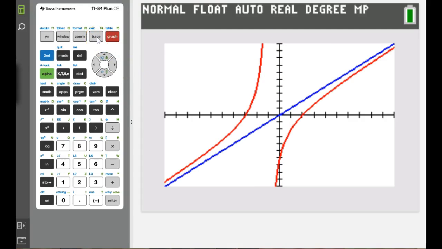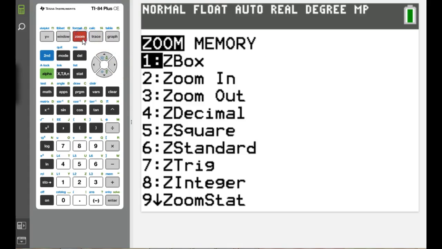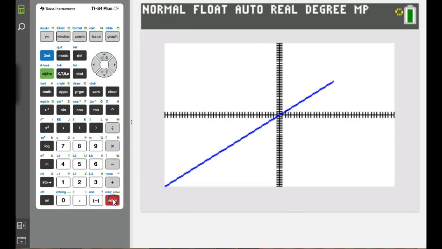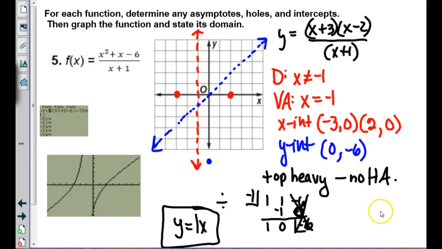If we were to do this zoom out thing, look what happens. Pretty much all you see is this line, right? The end behavior. It is its end behavior except for right around that vertical asymptote. All right, we're good on this one.